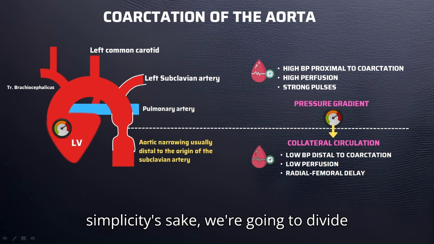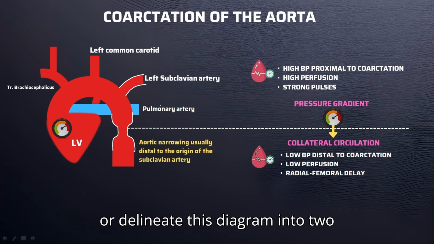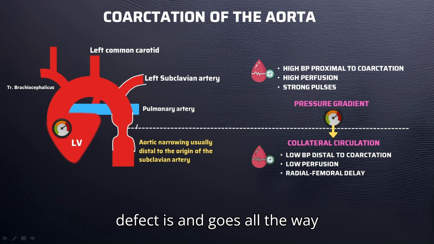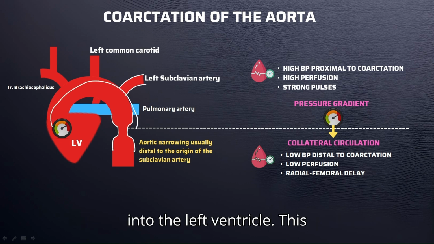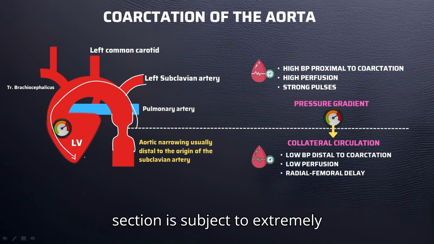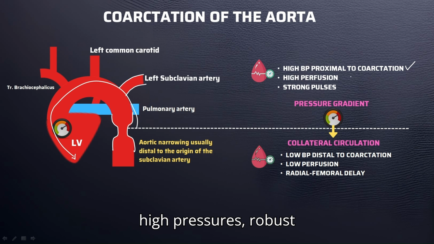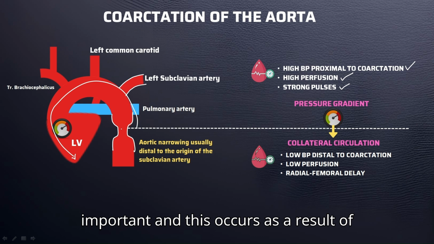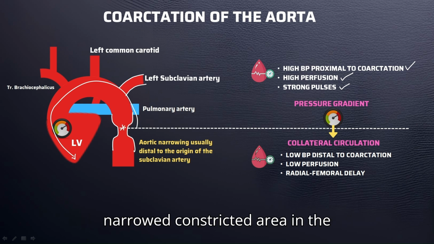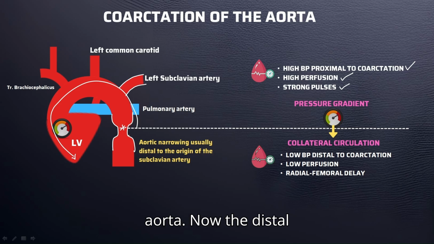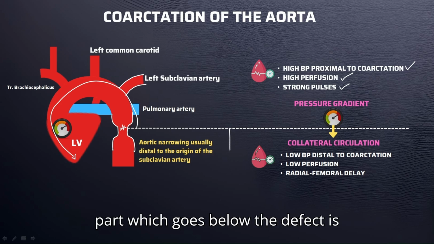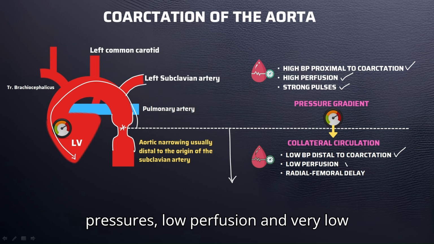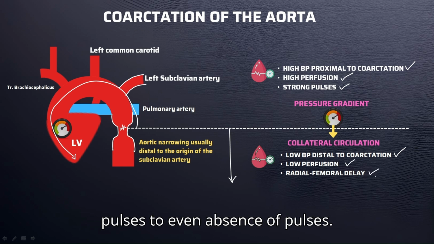For simplicity's sake, we're going to divide or delineate this diagram into two sections. That is a proximal section, which spans all the way from where the defect is and goes all the way into the left ventricle. This section is subject to extremely high pressures, robust perfusion, and strong pulses. This is very important, and this occurs as a result of the impedance or the resistance of the narrowed constricted area in the aorta. Now, the distal part, which goes below the defect, is characterized by very low blood pressures, low perfusion, and very low pulses to even absence of pulses.